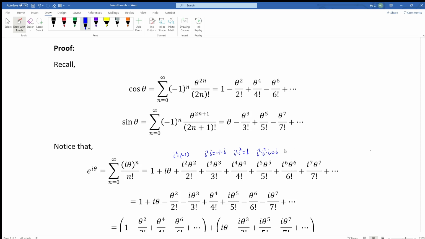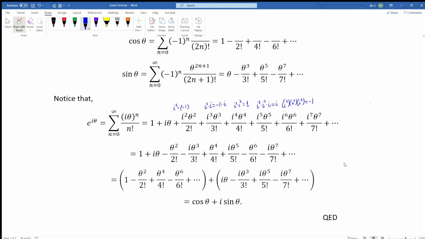If we look at i⁶, what are we going to get? We're going to get i² times i² times i². That's -1 times -1 times -1. That's -1. So we get -1, -i, +1, +i, -1. We'll get -i again, etc. And so we can write that in this way. e^(iθ) becomes 1 + iθ - θ²/2! - iθ³/3! + θ⁴/4! + iθ⁵/5! - θ⁶/6! - iθ⁷/7!, etc.